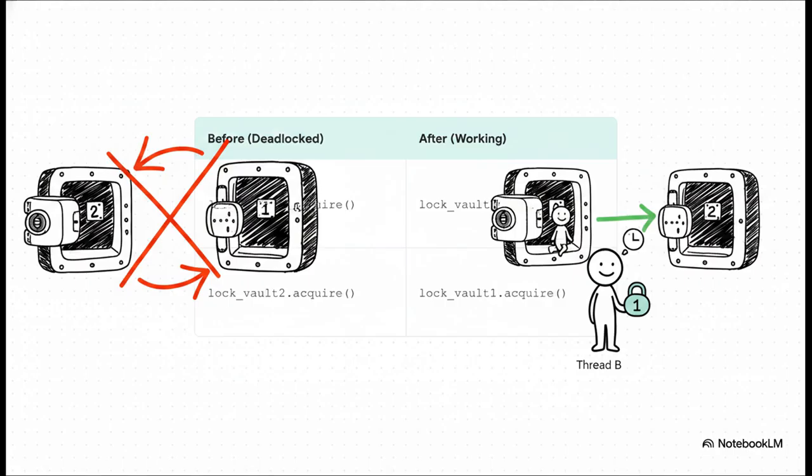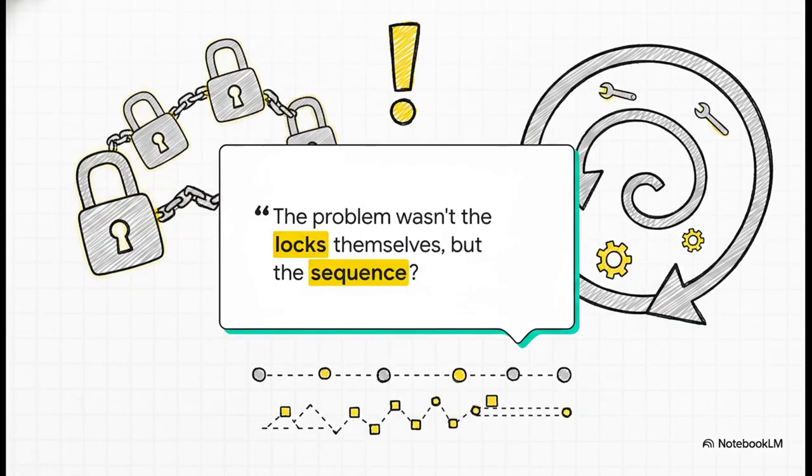Always. With that order established, if thread A has the lock for vault 1, thread B just has to wait its turn. It's not holding lock 2 hostage anymore. The standoff is just completely avoided. And there it is. That's the light bulb moment for Timothy. This is the big takeaway, right? The locks were doing their job perfectly. The bug wasn't in the tool, it was in the procedure, the inconsistent order that he was using those tools.